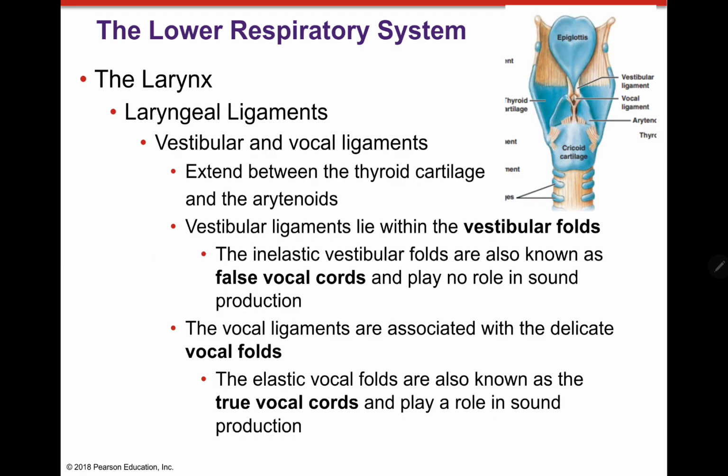The laryngeal ligaments, such as the vestibular and the vocal ligaments, are going to extend between the thyroid cartilage and the arytenoid cartilages. Those vestibular ligaments are going to lie within the vestibular fold, okay, as you can see right here. And they're inelastic, right? They're also going to be called your false vocal cords. So those vestibular folds are going to be those false vocal cords. They're not going to play any role in sound production. However, the vocal ligaments, those actual vocal ligaments, are going to be associated with the delicate vocal folds, right? And the elastic vocal folds are also known as the true vocal cords, and they do play a role in sound production.